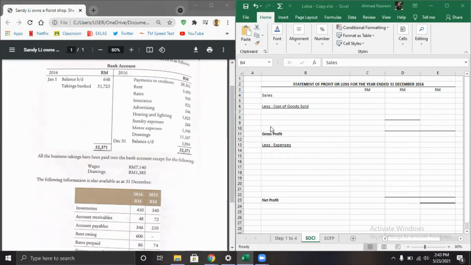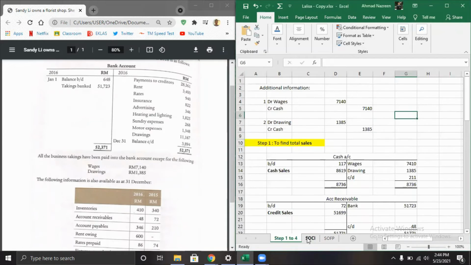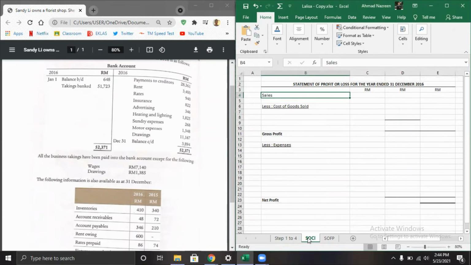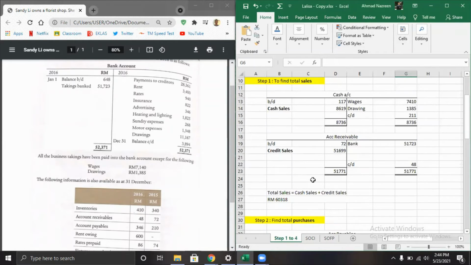After we finish steps 1 to 4, we can now do the statement of profit or loss for the year ended 31st December 2016. The first one is the sales amount. So Alia, how are we going to find the sales amount? Okay, thank you. For the next step to find the profit and loss, we shall begin with the sales. The sales would be the total of 60,318. How do we get the sales? It is from the first step, total sales.